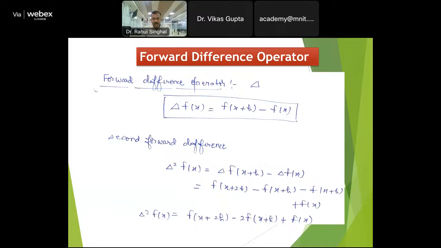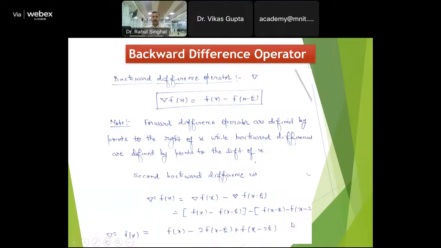Okay. Good. So for the second forward difference operator, you again take the difference of del fx plus h and del fx. So the second difference operator will be like this: del square fx is equal to fx plus 2h minus twice fx plus h plus fx. Then the backward difference operator is similar, you will take the backward sign like this. Del in the opposite manner, it will be fx minus h.